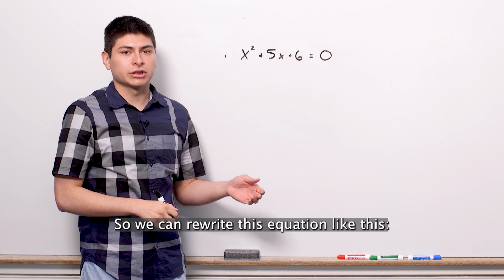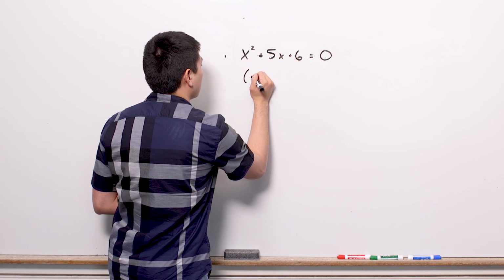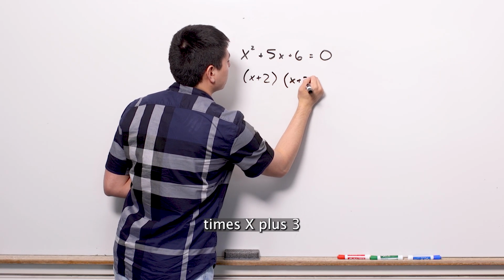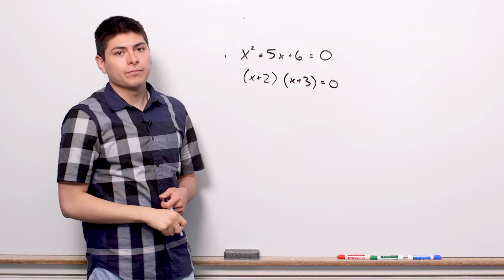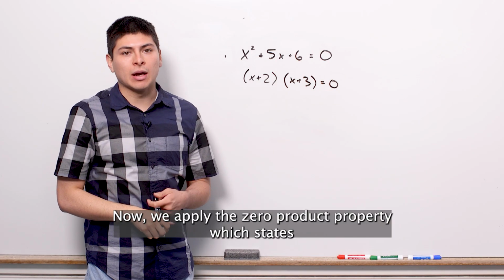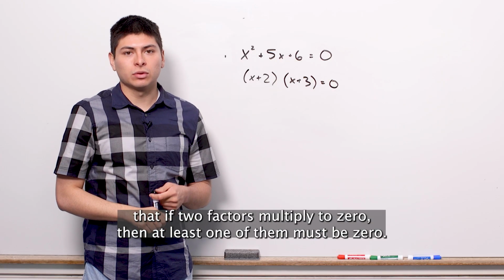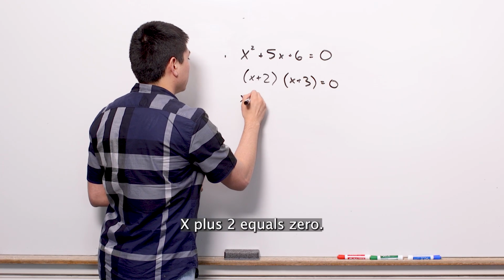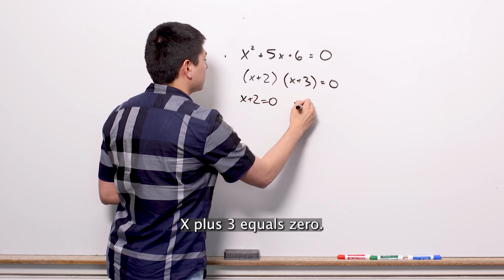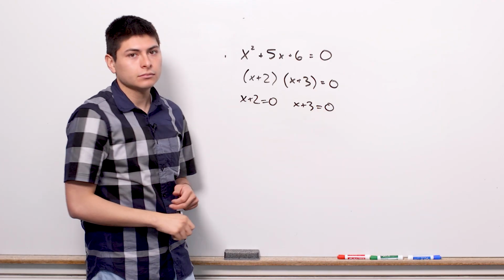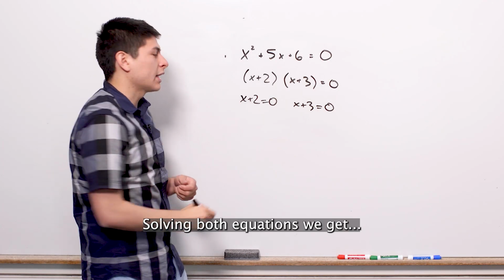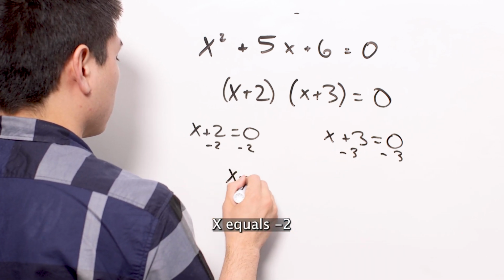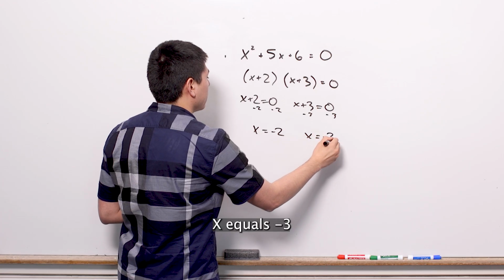So we can rewrite this equation like this: x plus 2 times x plus 3. Now we apply the zero product property, which states that if two factors multiply to 0, then at least one of them must be 0. x plus 2 equals 0. x plus 3 equals 0. Solving both equations, we get x equals -2, x equals -3.